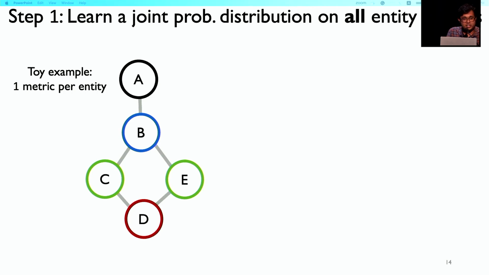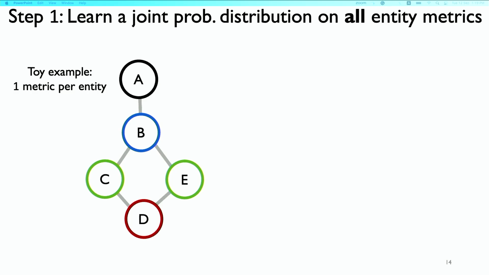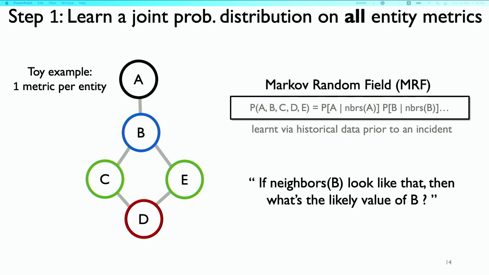Note that the relationship graph is not a DAG. It might have cycles. We don't know the direction of the dependencies. So this is where a Markov random field comes into picture. So a Markov random field, or MRF, is a way to define a distribution on top of a general graph. And we learned this MRF via historical data from some time before the incident. So at a high level, this MRF captures local properties of an entity. So for example, it captures things like, if the neighbors of B look like something, then what should be the likely value of B? And if the neighbors of C look like that, then what should the value of C look like?